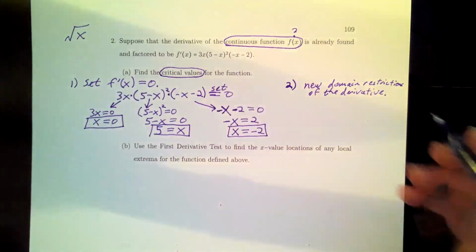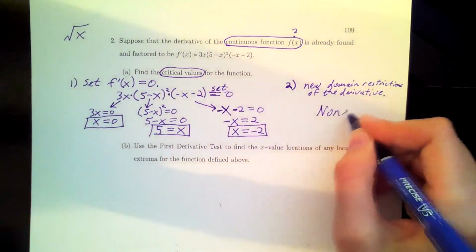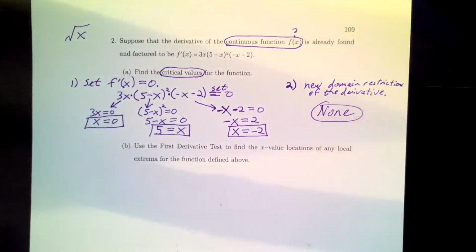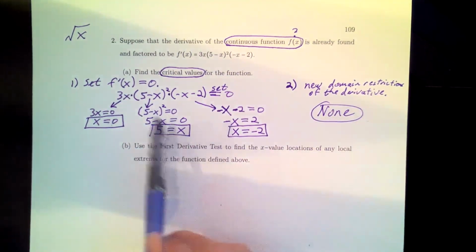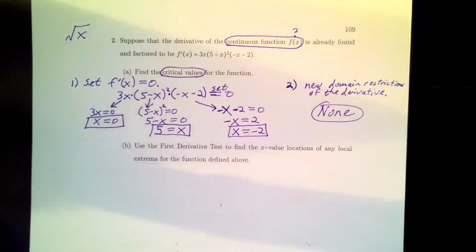So there are no new domain restrictions of the derivative. So I don't have any additional critical numbers. The critical numbers I got from this part are all that I have.